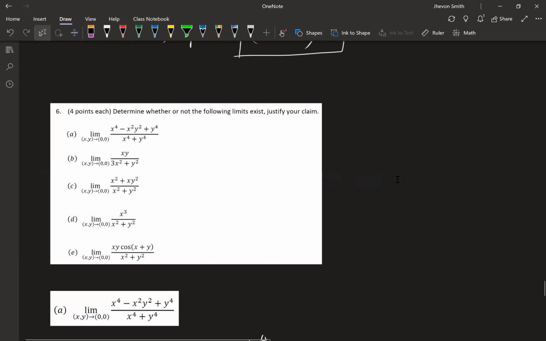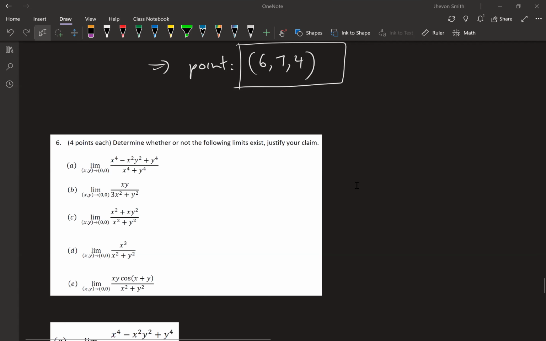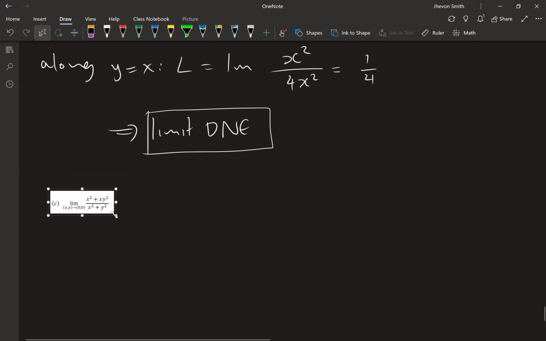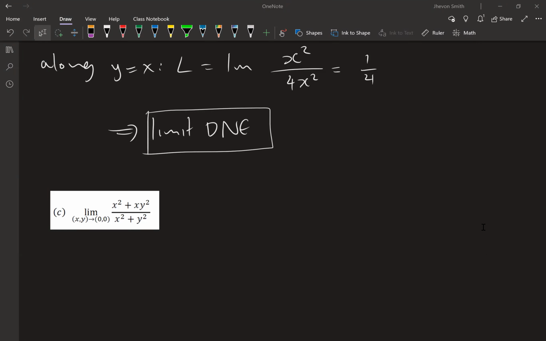And now we can look at the third one. Exist or not? Oh, so we have a difference of opinion here. So who is right?